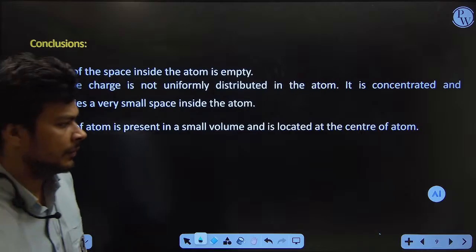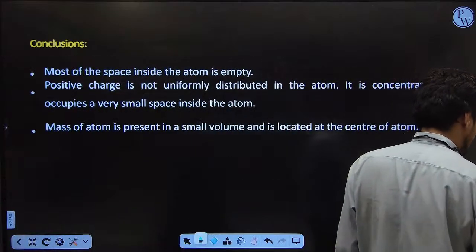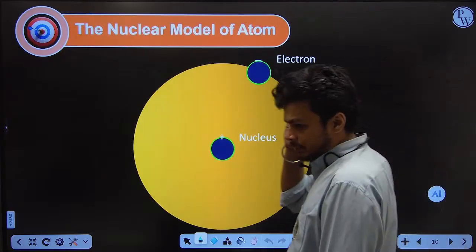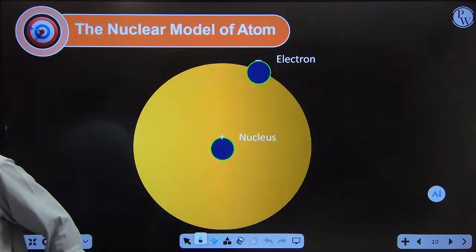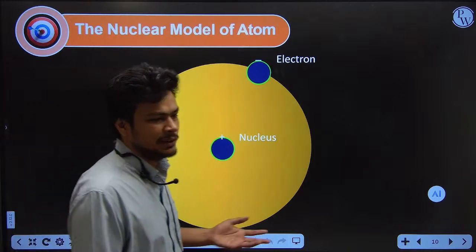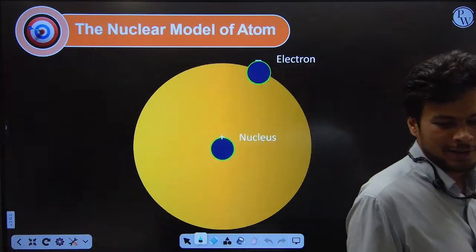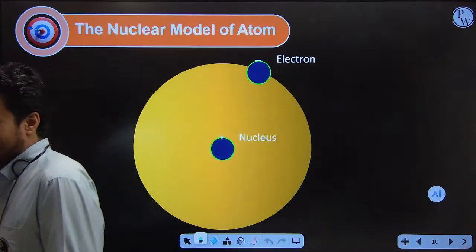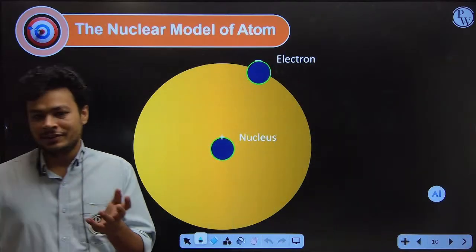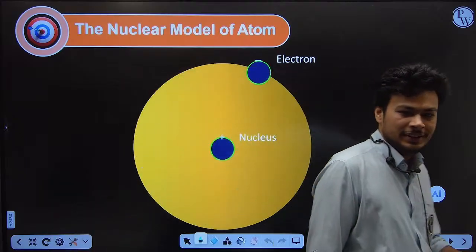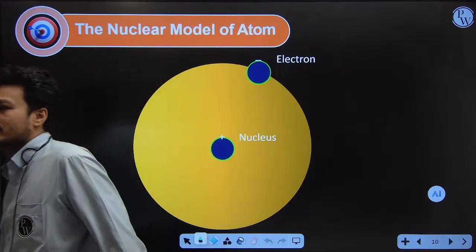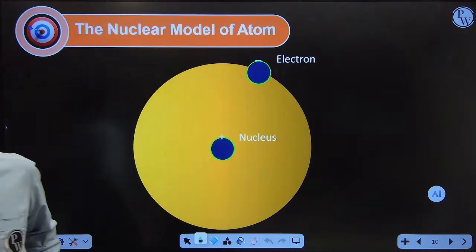Okay. So now comes the nuclear model of the atom. Generally this is called the Rutherford model of atom, but actually Rutherford never gave any model of the atom. He just did the Rutherford gold foil experiment, and he never talked about electrons, for example. This nuclear model is actually a combination of two things.